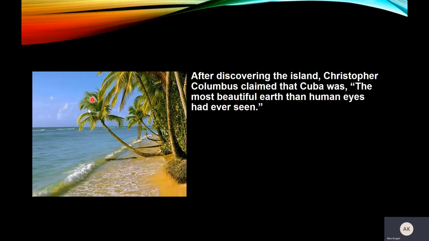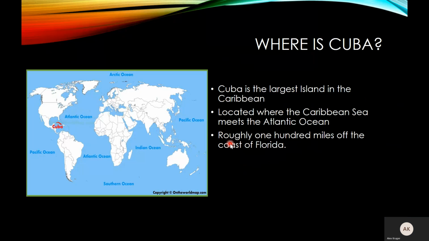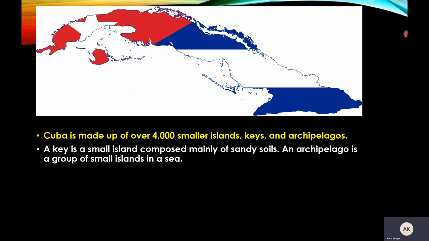So here's a little picture of the beach in Cuba. After discovering the island, Christopher Columbus claims that Cuba is the most beautiful land that human eyes have ever seen. Here's where Cuba is on a map. East of Mexico, south of Florida, north of Colombia and Venezuela, I think. Can't even remember. Where the Caribbean Sea, which is this area, meets the Atlantic Ocean, this big area, roughly 100 miles off the coast of Florida.